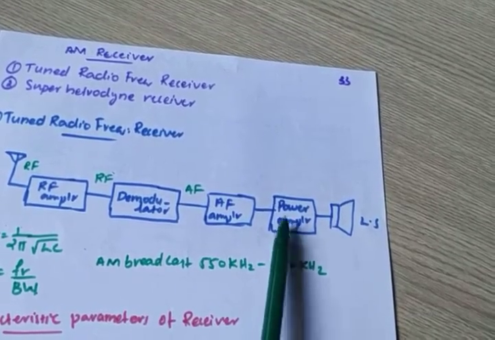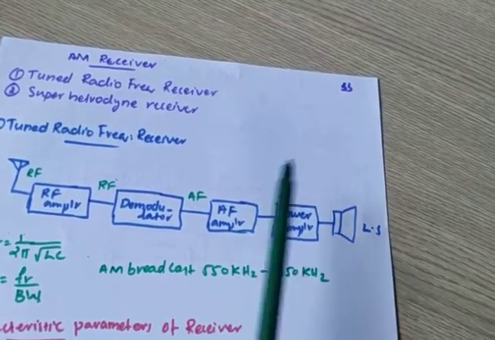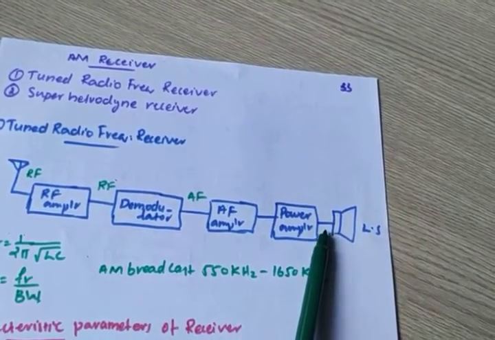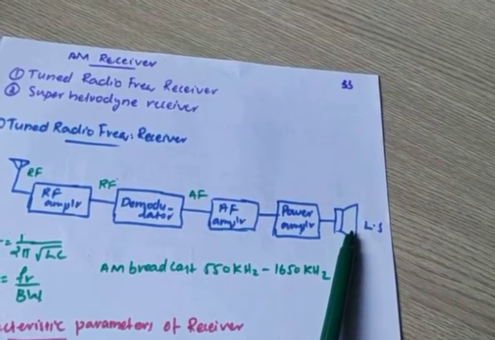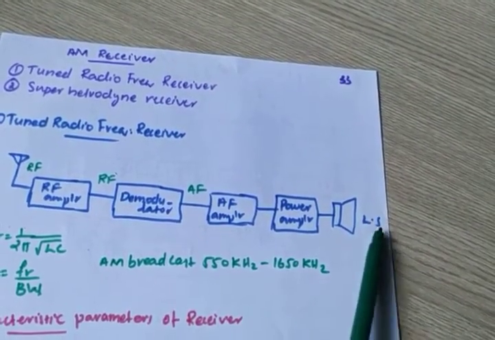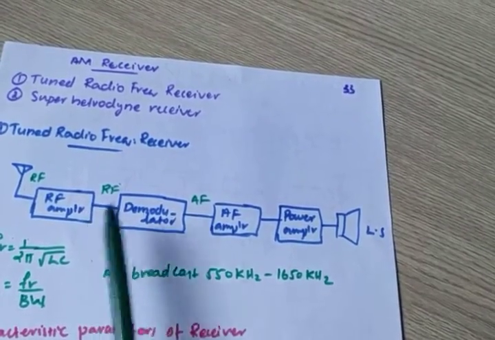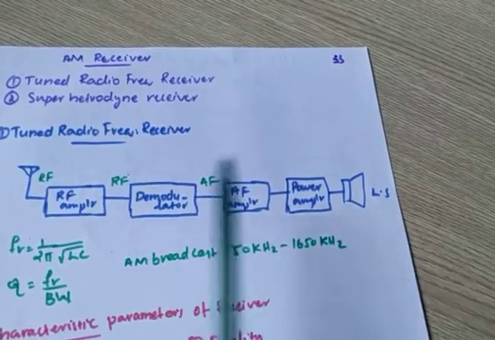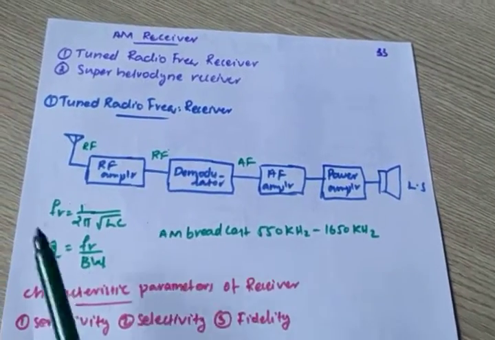Thus this amplifier boosts the power level of the AF signal to a sufficient level, and then it is given to the loudspeaker. Here you will get the audio that you intended to transmit at the transmitter. So this is the general block diagram of the tuned radio frequency receiver.